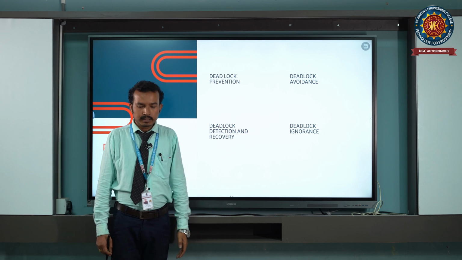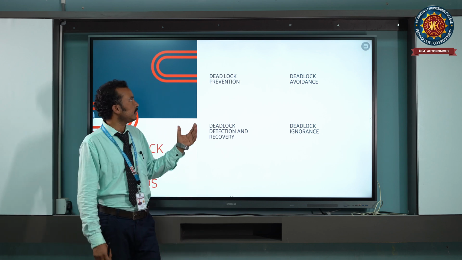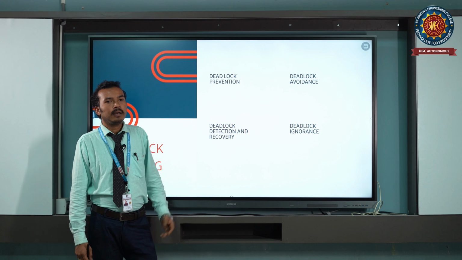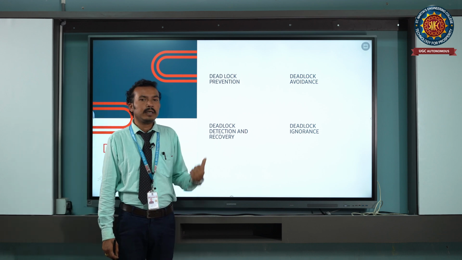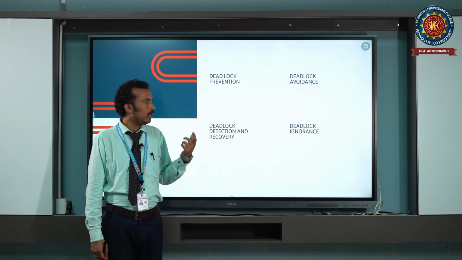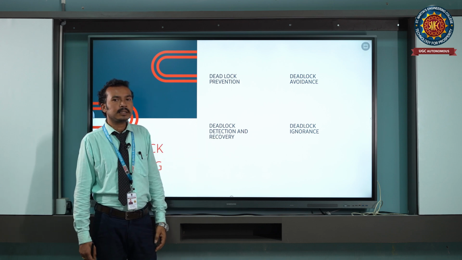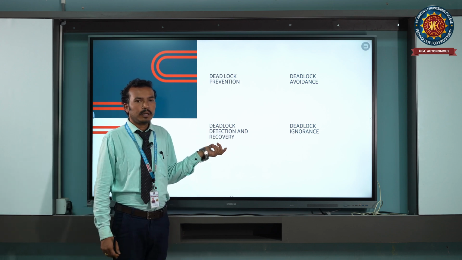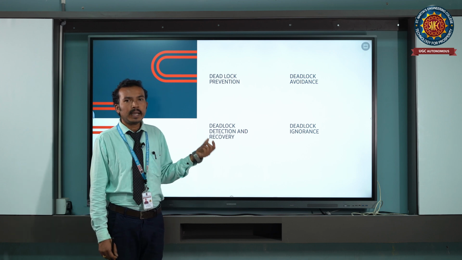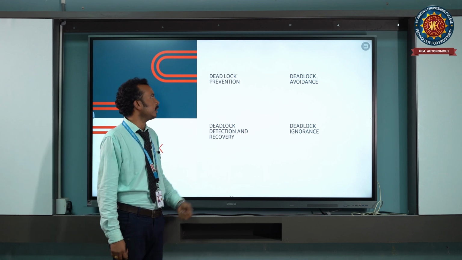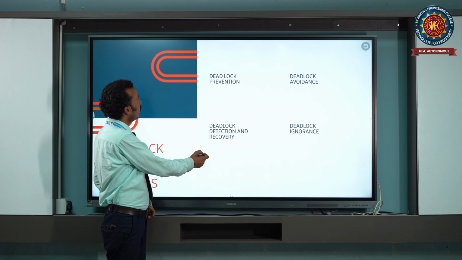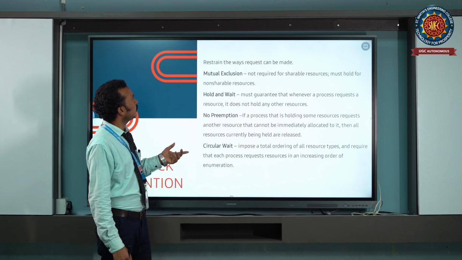Deadlock handling methods are of four types. The first one is deadlock prevention, then deadlock avoidance, deadlock detection and recovery, and the last one is deadlock ignorance. These are the four methods used to handle deadlocks in an operating system. First, we discuss deadlock prevention.